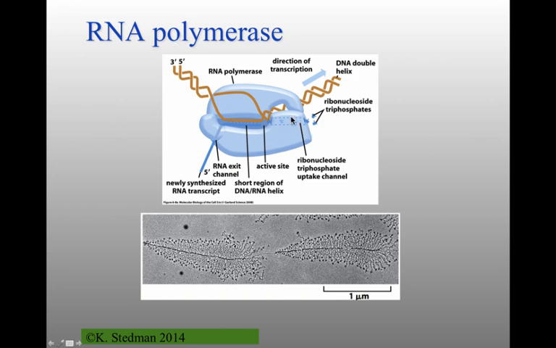This is an overview of what that looks like. You have to pull the two DNA strands apart in order to be able to use one of those as a template. This is a temporary separation of the strands because they come back together after you come through the RNA polymerase. And then the RNA is made and it exits through a small hole in the side of the RNA polymerase. The nucleotide triphosphates come in and get incorporated right in the middle of the protein.